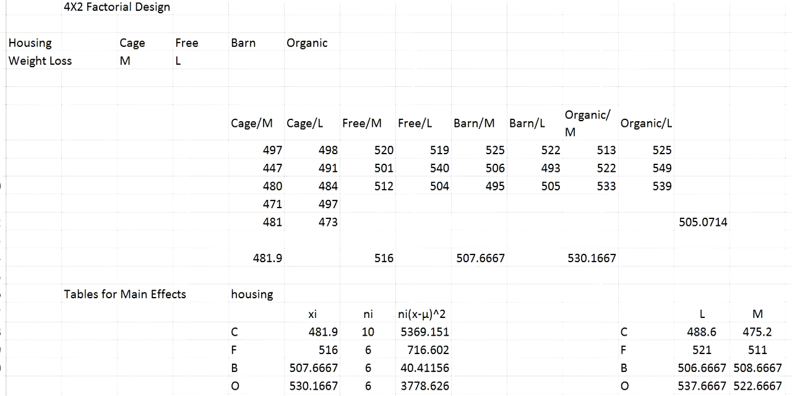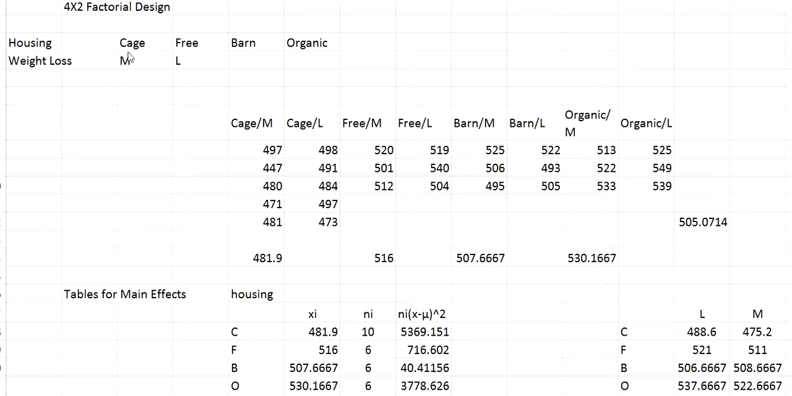Hello. In this presentation, I'm going to explain how to create the ANOVA table for a 4x2 factorial design. It is related to my previous presentation on the factorial design. In this case, I have two factors. One is the housing, the other is the weight loss.